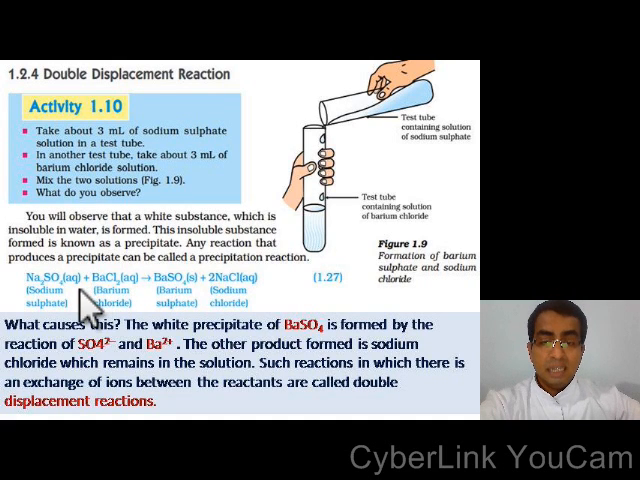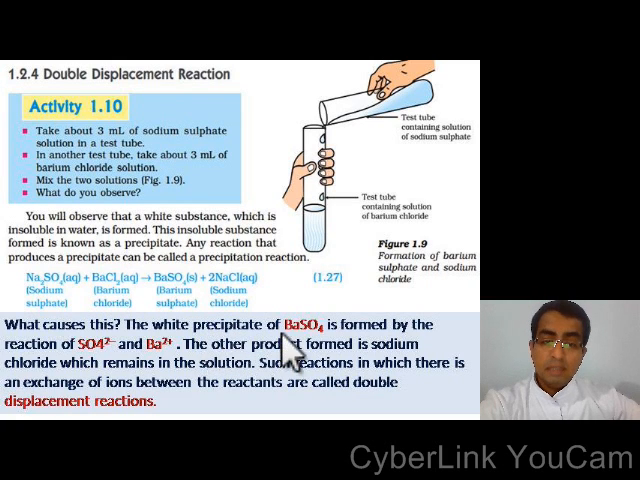Here you can see the reaction. Sodium sulfate plus barium chloride. So double displacement is occurring here. Barium sulfate and sodium chloride are formed. The reactants are sodium sulfate and barium chloride. The products are barium sulfate and sodium chloride.